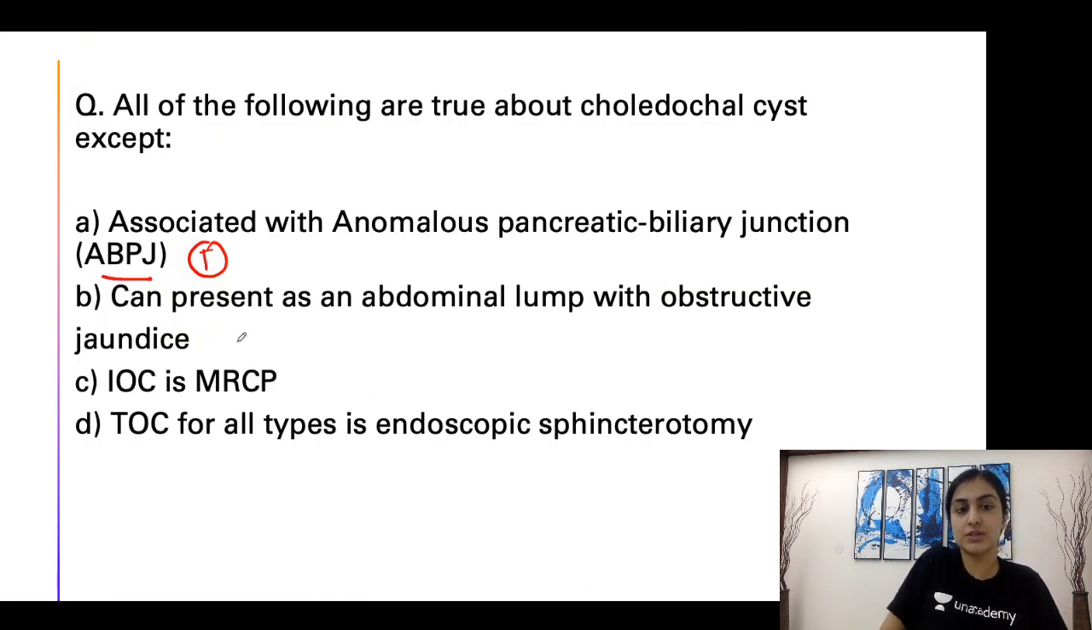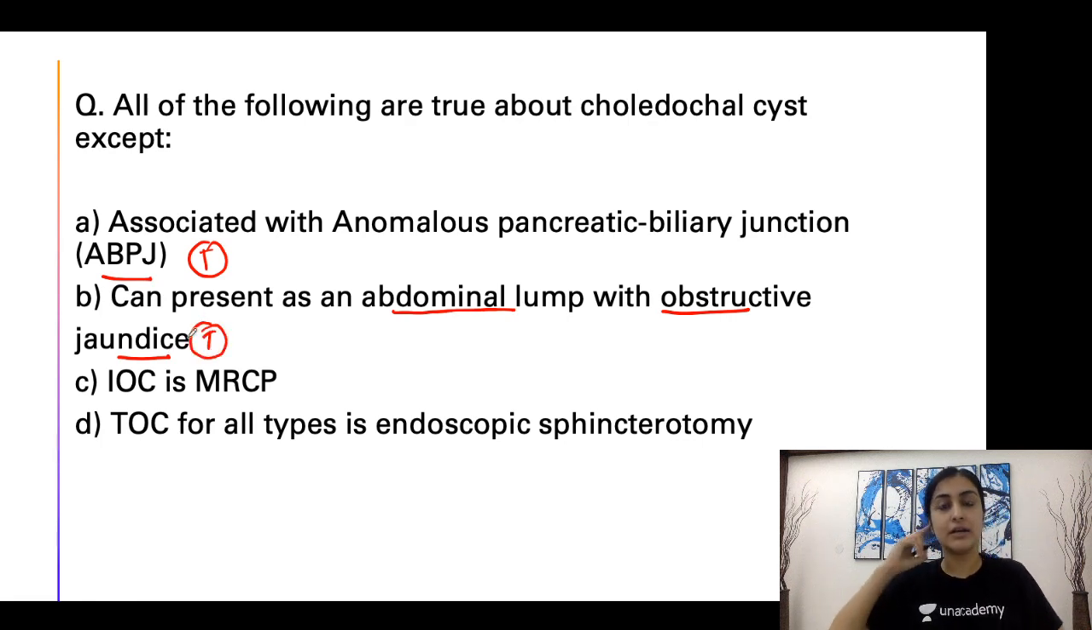Alright, with that background, let's look at the other options that we have. The next option focuses on the clinical presentation of a choledochal cyst, wherein it says that it can present as an abdominal lump with obstructive jaundice. This is indeed a true statement. Remember, choledochal cyst most often presents in younger children around 10 years of age. So most of the patients will be younger than 10 years of age.